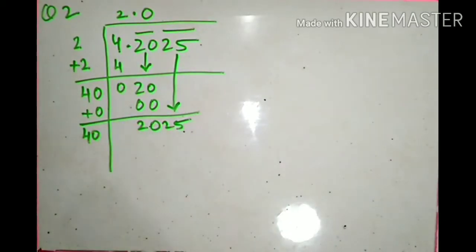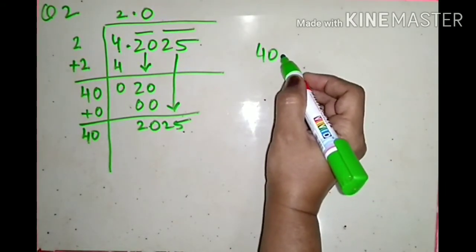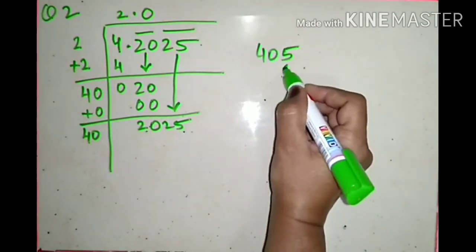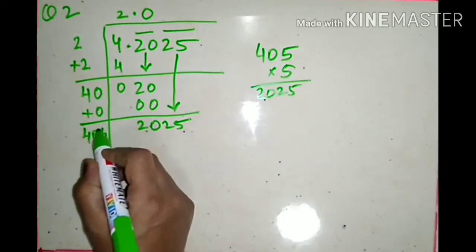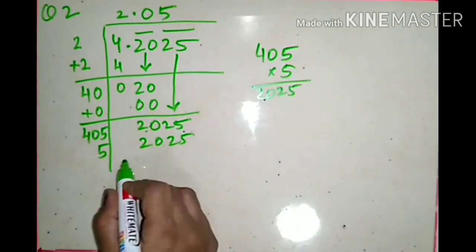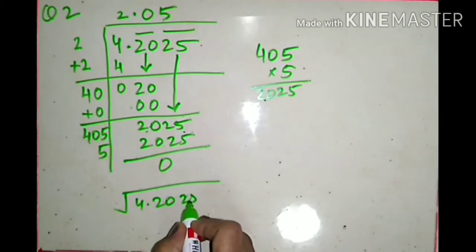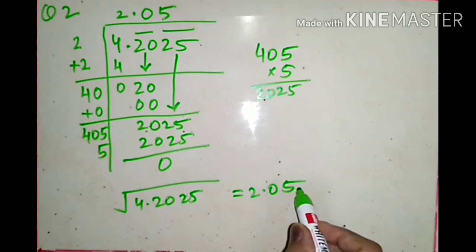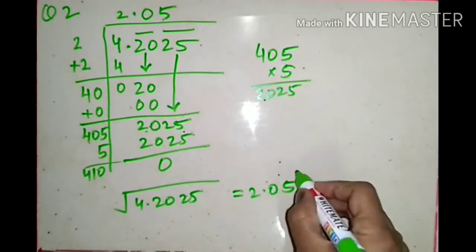This is 40. Now I have to write a number in the units place such that I should get 2025. So I will try with 5 only. 25, 4 5s are 20. So I'll write 5 here, 5 here, 5 here, and this is 2025. Remainder is 0. So the square root of 4.2025 is 2.05, and 205 multiplied by 2 gives us 410. So this is correct.